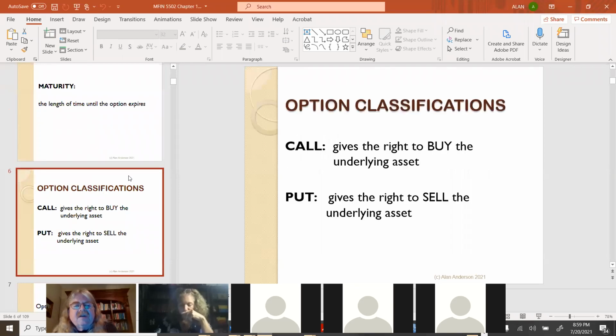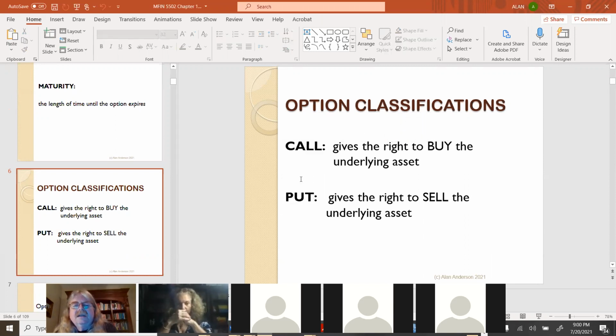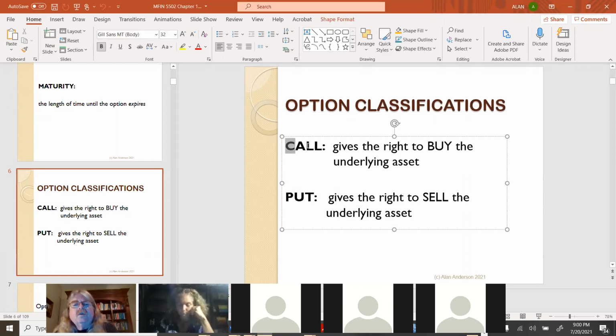Now, the two basic styles of options you'll see in the marketplace are the ones that give you the right to buy. These are known as call options. And the ones that give you the right to sell are called put options. So buying is call, selling is put. So if you want to buy something, you buy a call option. If you want to sell something, you buy a put option. So the call is equivalent to a long forward position, and a put is equivalent to a short forward position.